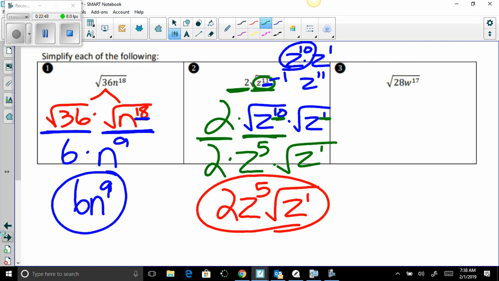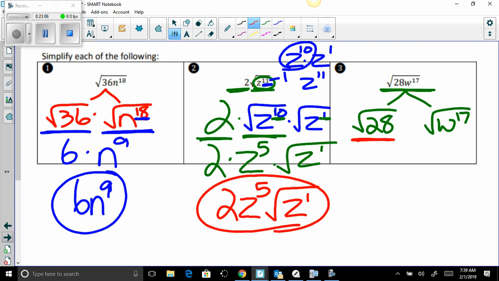Try this last one, and then I'll let you go ahead and try some other practice on your own. Break each one into its own radical. Look at them separately. The square root of 28, the square root of w to the 17. Now ask yourself, is 28 a perfect square? If it's not, what are the multiples? One of them has to be a perfect square. So 28 and 1. What else? 14 and 2.